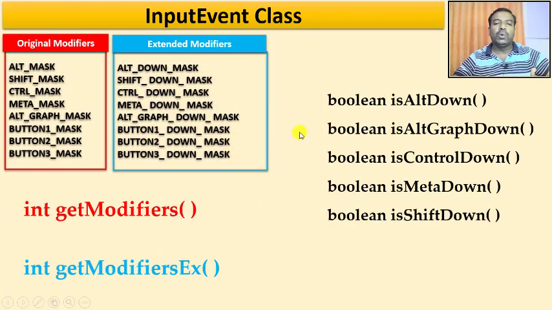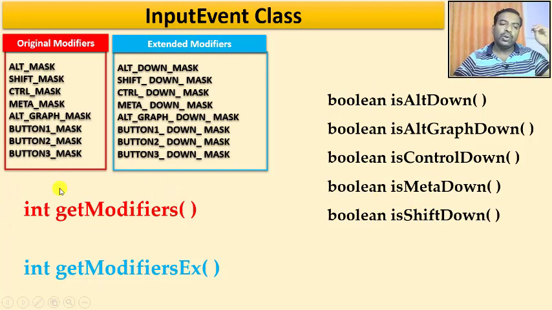And now if I want to know whether the alt key was down or not, use that function. If this function returns true, then the alt key was used. And if this function is called, and it returns true for me, then the alt graph key was down. Similarly, you can use any of these functions to check whether the control key, the shift key, the meta keys were down or not, by getting the true or the false value.